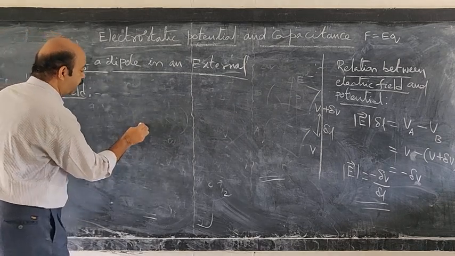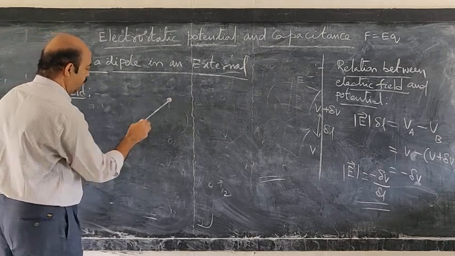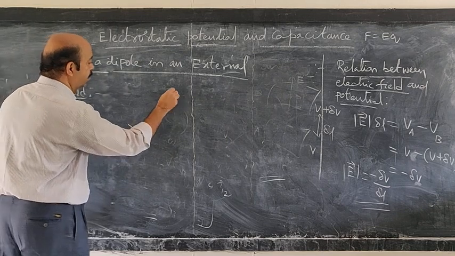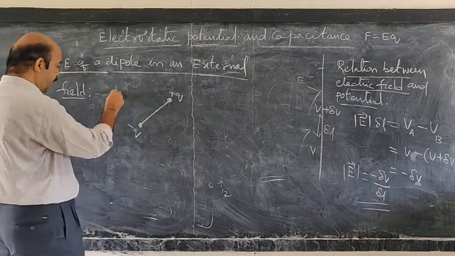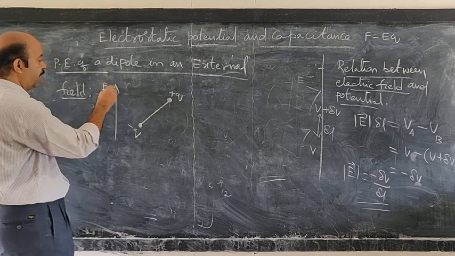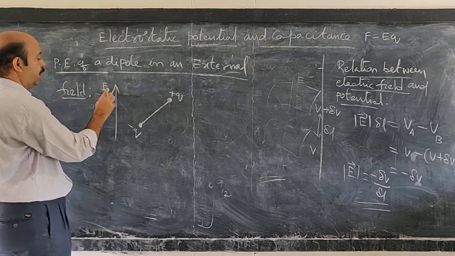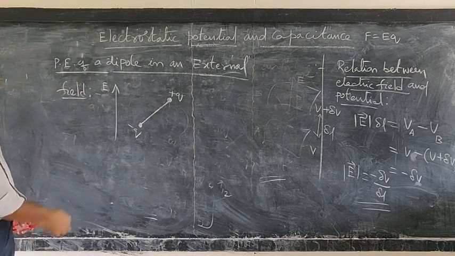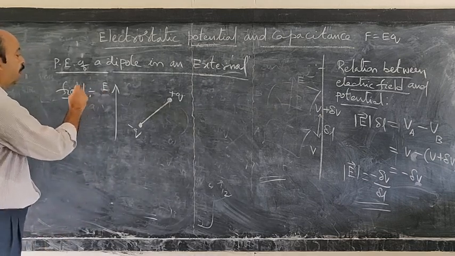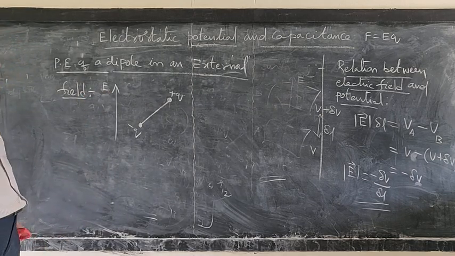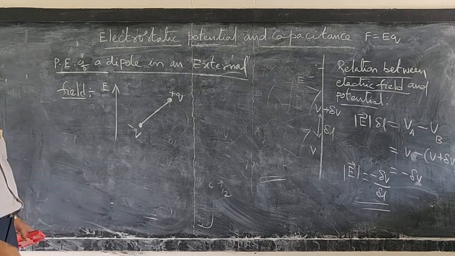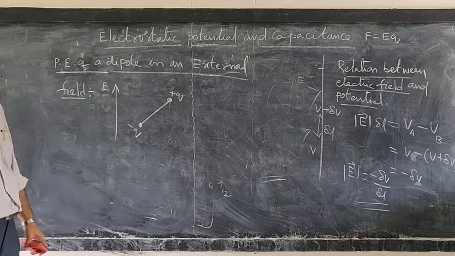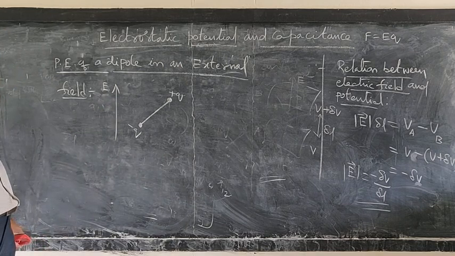Suppose you have here a dipole. This is say minus Q, this is say plus Q, and say this is the direction of the electric field. So we already used this concept for deriving what happens to the dipole kept in a uniform electric field. So the torque formula you derive.